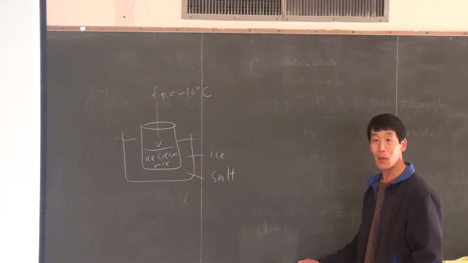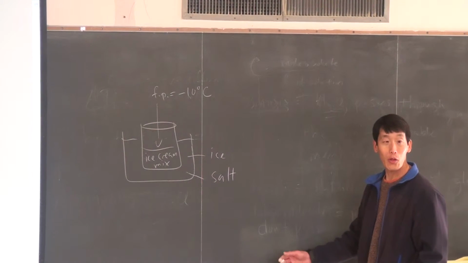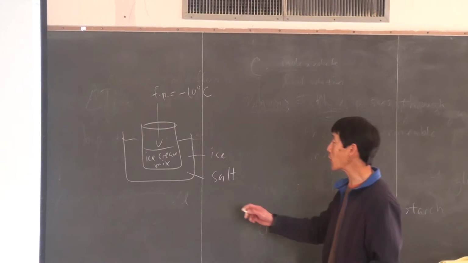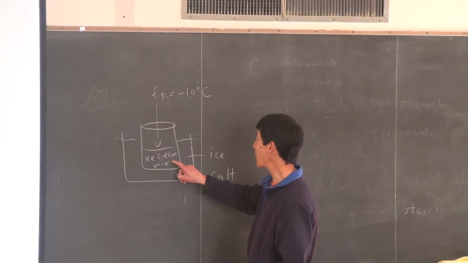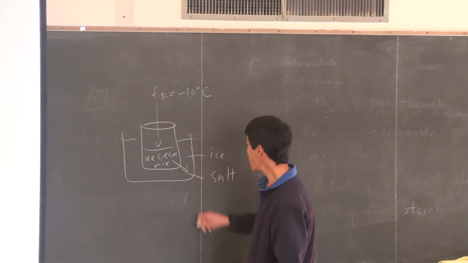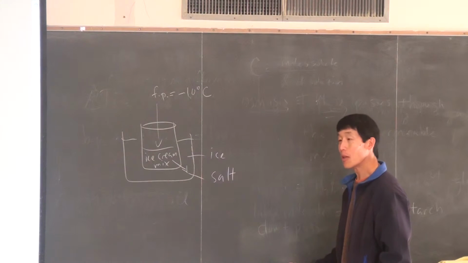Okay, now remember, we're going to review this in a few weeks. In Chem 1A we talked about heat, so note that what we want to do is remove heat from this ice cream mixture into the salt ice mixture. Okay, so we're trying to remove heat.